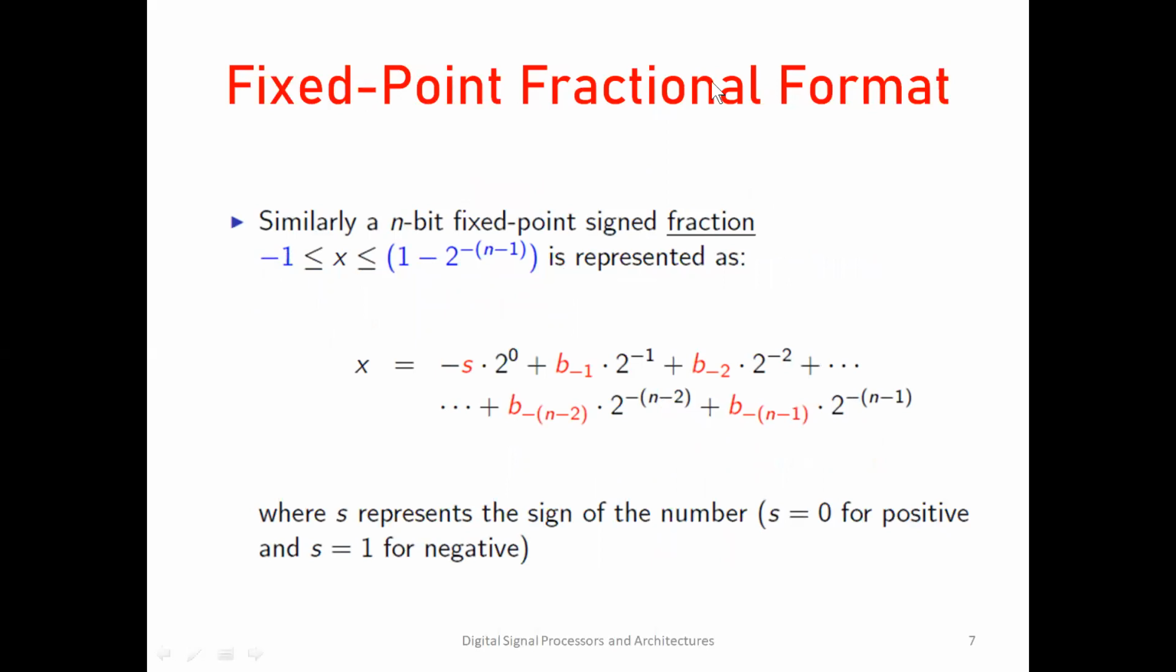Now when we talk about the fixed point fractional format, the range lies from minus 1 to 1 minus 2 power minus n minus 1. And the representation of the number is, here also s stands for the sign, and s is 0 for a positive number and 1 for a negative number. So minus s 2 power 0 plus b minus 1 2 power minus 1 and so on, up to b minus of n minus 2 2 power minus of n minus 2, plus the last term b minus of n minus 1 2 power minus of n minus 1.